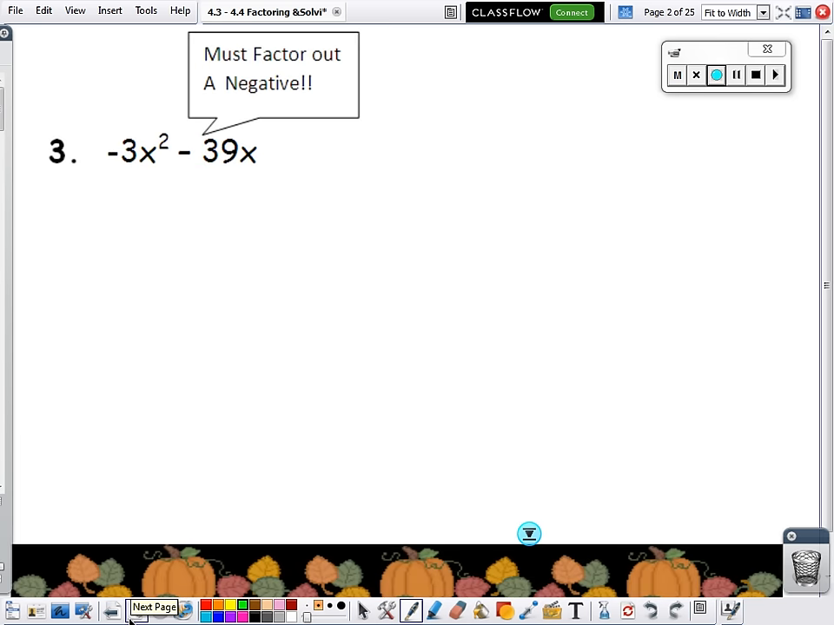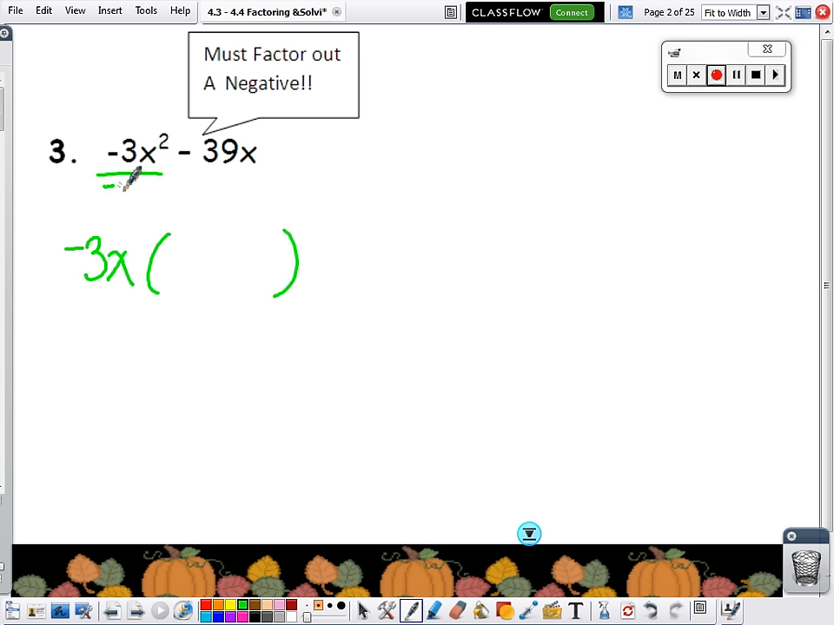This problem here, notice that our lead term has a negative with it. And our degree of this polynomial is a 2. So when your lead term is a negative, you need to make sure that you factor out the negative. So my greatest common factor here would be negative 3. That takes care of the numbers. Now look at your variables. We have an x squared and an x. So we can pull out an x. When you pull out a negative, you have to be careful because your signs will be changing.